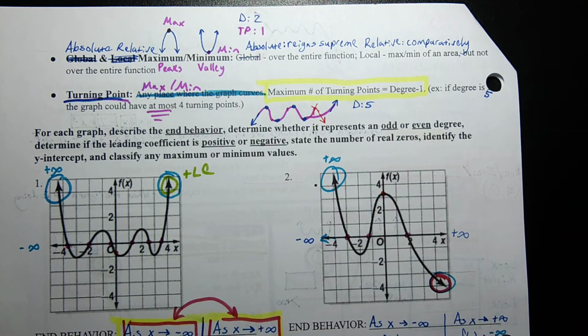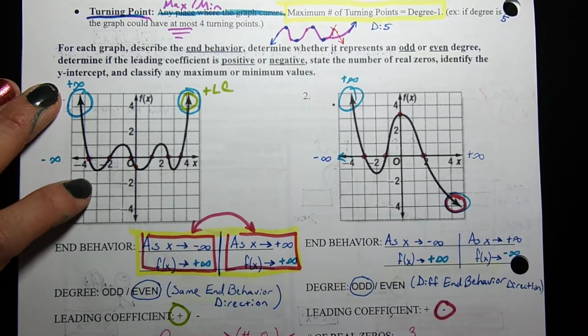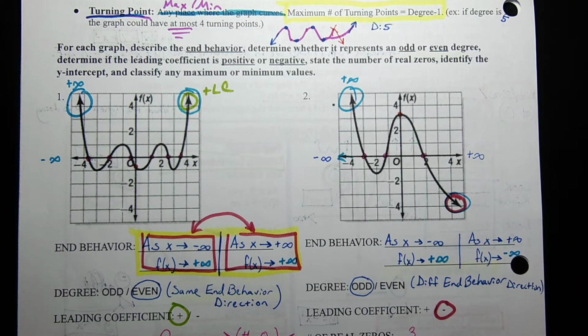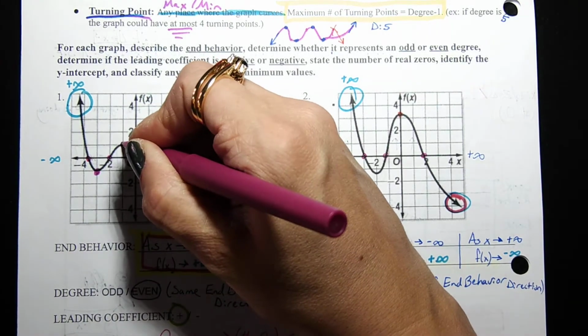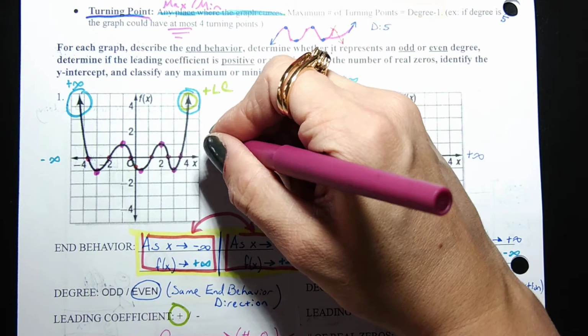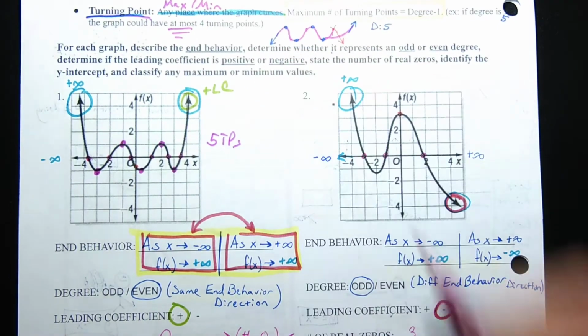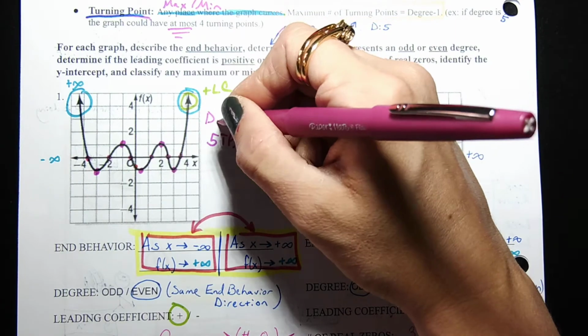All right, folks, let's take it to the graphs. We've got this graph. Does it have some turning points? How many? 1, 2, 3, 4, 5. So 5 TPs, turning points. So could the degree be 6? Yes. No. Yeah.